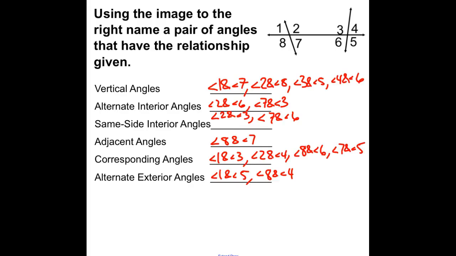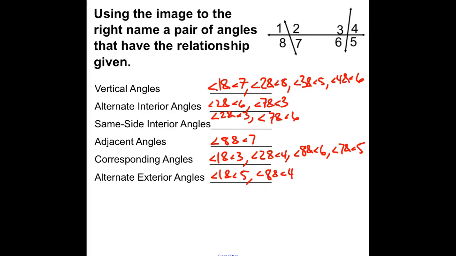All right, you can check your answers with mine. For vertical, I got 4 and 1, 7 and 2, 8 and 3, 5 and 4, 6. Alternate interior, I got 2 and 6, and 7 and 3. Same side interior, I got 2 and 3, and 7 and 6. Adjacent, I got 8 and 7. You could have a lot of different choices for adjacent. I just picked those ones. They just have to be next to each other. Corresponding, there's 1 and 3, 2 and 4, 8 and 6, and 7 and 5. And alternate exterior, there's 1 and 5, and 8 and 4.